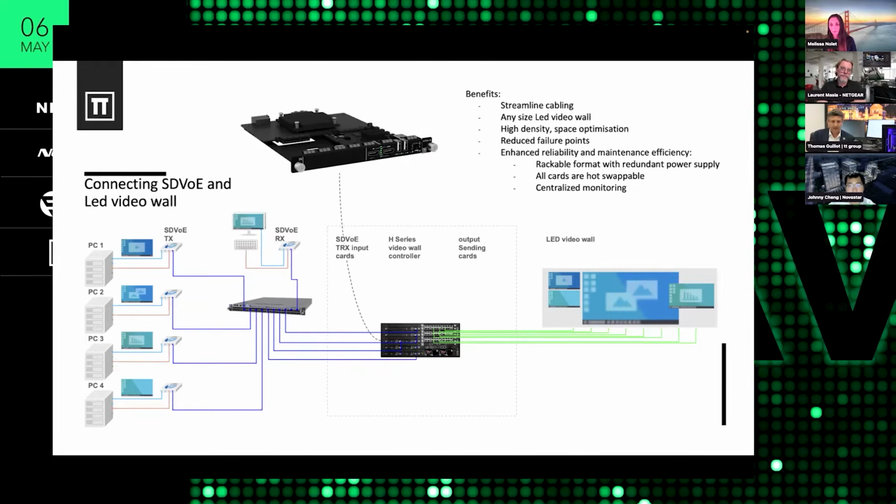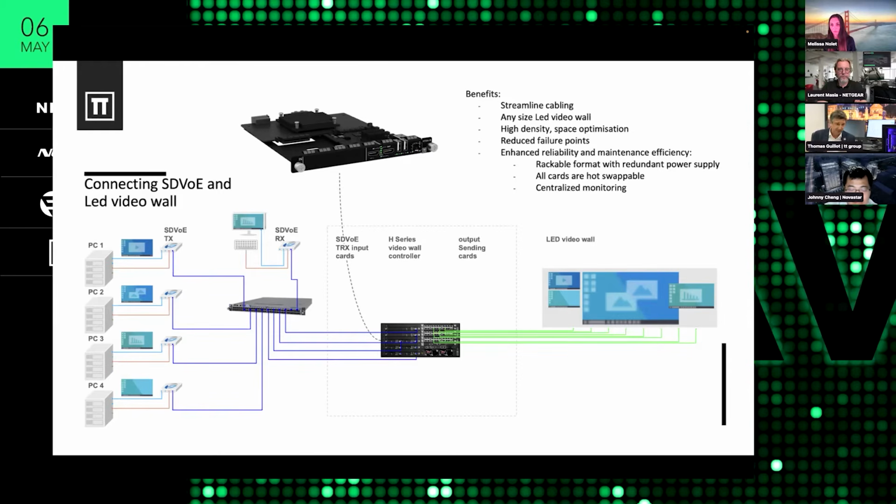The benefits of this are that you have streamlined cabling. You can drive any size video wall, because the H-series controller's capacity is almost limitless. You have high density, so you're really optimizing your space. You have reduced points of failure, because it's a very mission critical architecture. It's just one rackable controller with redundant power supply. All the cards are hot swappable, and you have centralized monitoring, so you know in real time what's happening to every component of the system.